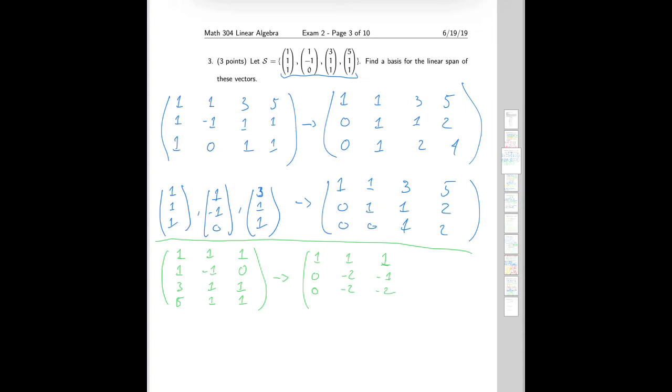And now I'm going to subtract 5 times row 1 from row 4. So 5 minus 5 is 0. 1 minus 5 is minus 4. 1 minus 5 is minus 4. Okay, well now we can see what's going to happen.